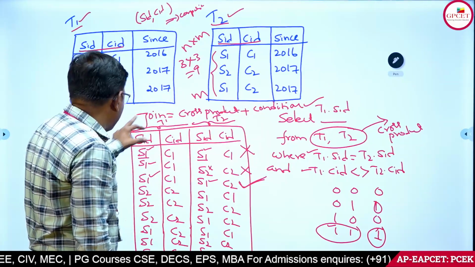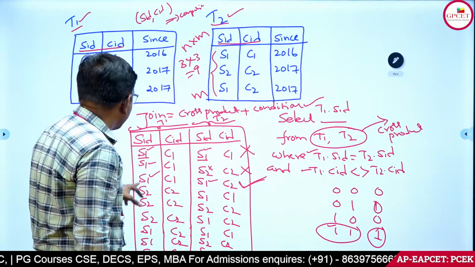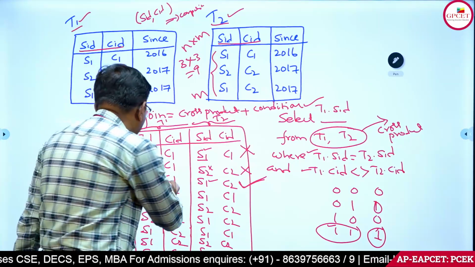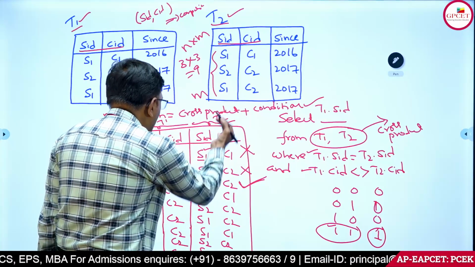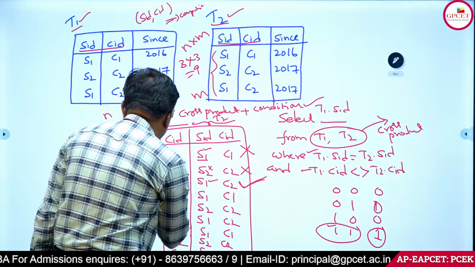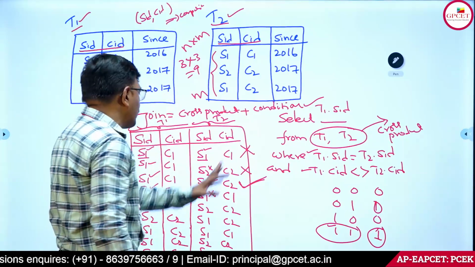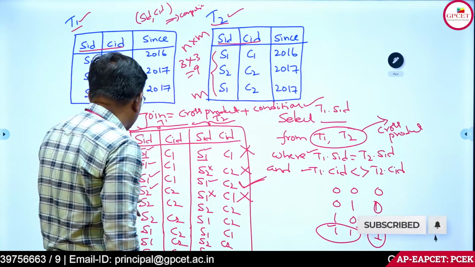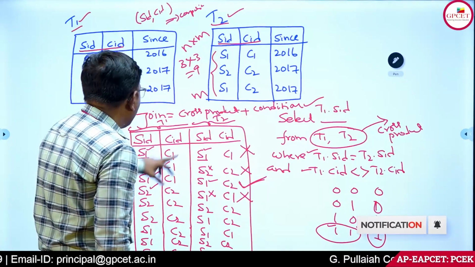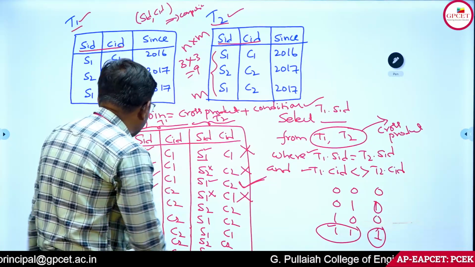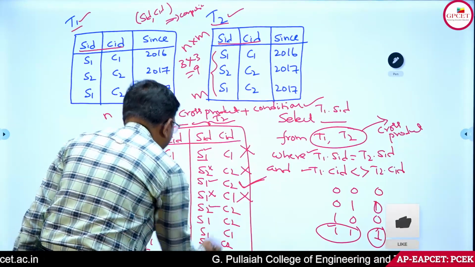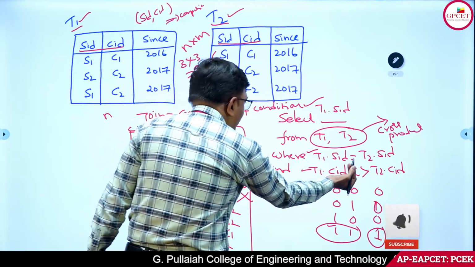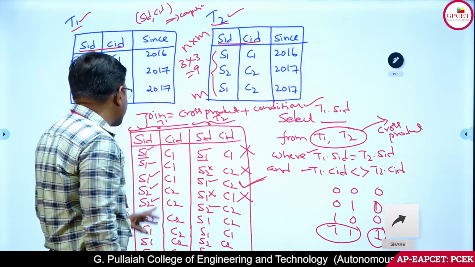Whereas observe the fourth one: T1.SID equal to S2, and then T2.SID equal to S1. One is S2, another is S1. Not equal, so the condition is not satisfied. And then the next one: T1.SID equal to S2 and T2.SID equal to S2. The first condition is satisfied. What about the second condition? T1.CID is not equal to T2.CID.